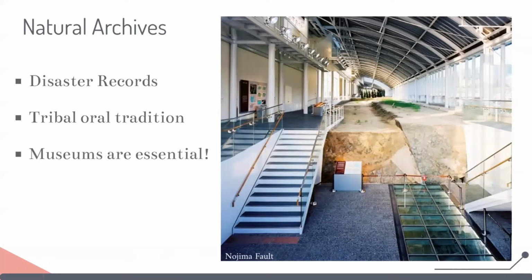The image you see in this slide is the Nojima Fault, responsible for the 6.9 magnitude Great Hanshin earthquake that devastated the Hyogo Prefecture in Japan. The city of Kobe decided to build around the area of the Nojima Fault that was exposed following the earthquake as a way of bringing public awareness and knowledge to how earthquakes occur and why it's important to understand faults. This is a wonderful example of a natural archive.